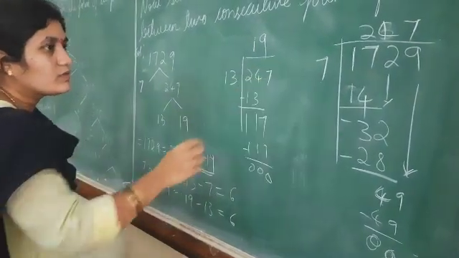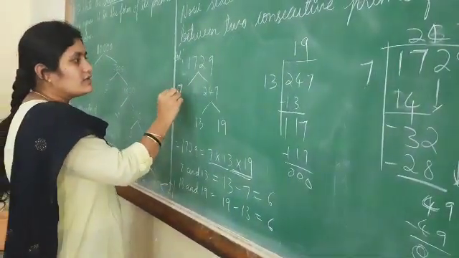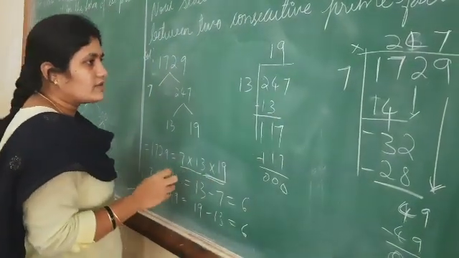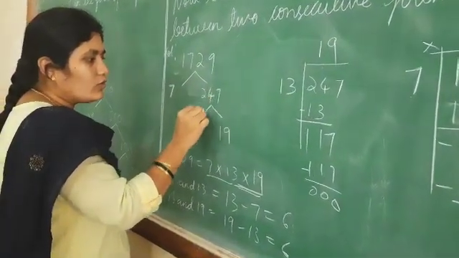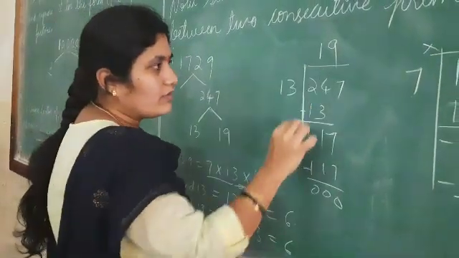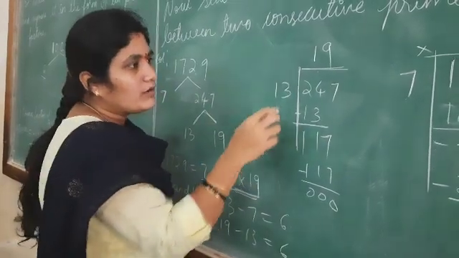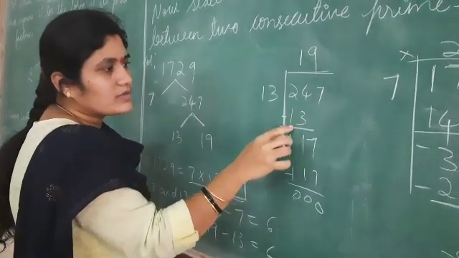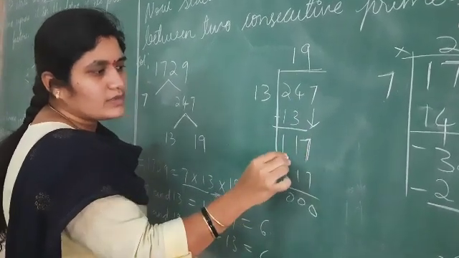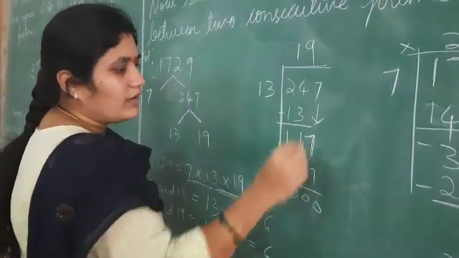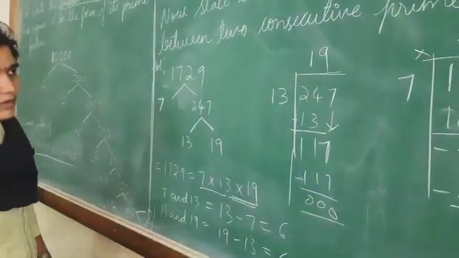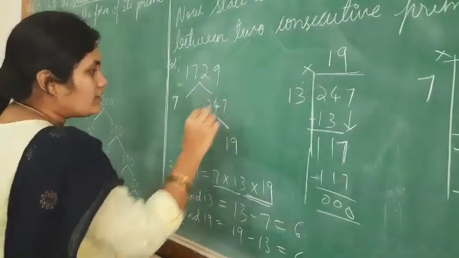The factors of 1729 are 7 into 247. You can multiply quotient and divisor. Now this 247 also should be factorized to prime factors. How to divide it? Take any prime number and divide it. 13 is a prime number. 13 ones are 13. 24 minus 13 is 11. Take this 7 down. This will become 117. 13 nines are 117. 117 minus 117 is 0. Now the prime factors are 13 into 19, which is 247.